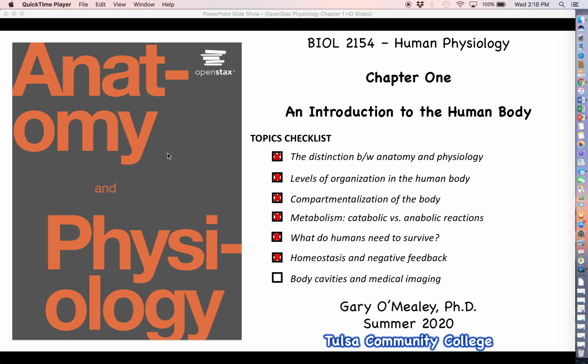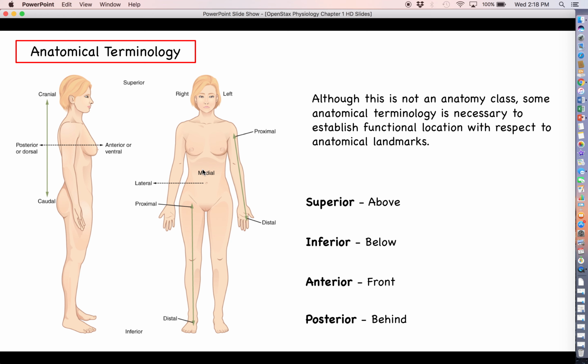So today we are going to finish up chapter 1. We have just a couple of things left to cover, mostly as it pertains to medical imaging. So let's go ahead and get after it here.